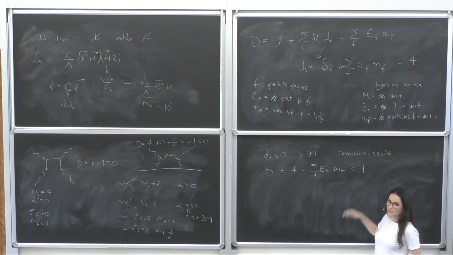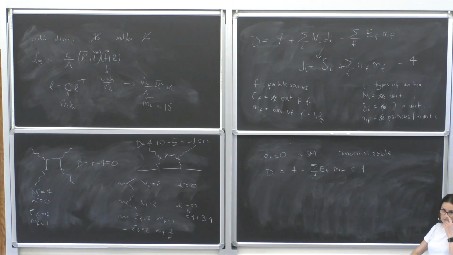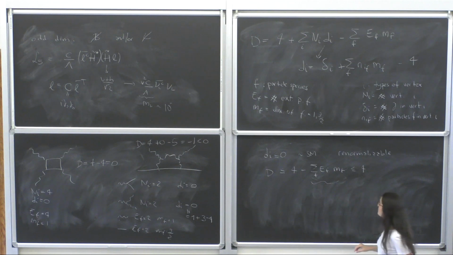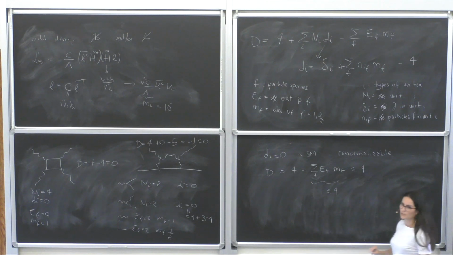So you have to worry about the cases where you can get a number that is between 0, equals 0 also because it's log divergent, and 4. So it means that you have to worry about the cases where this object is smaller or equal than 4 itself. Okay. And there are only a few cases.